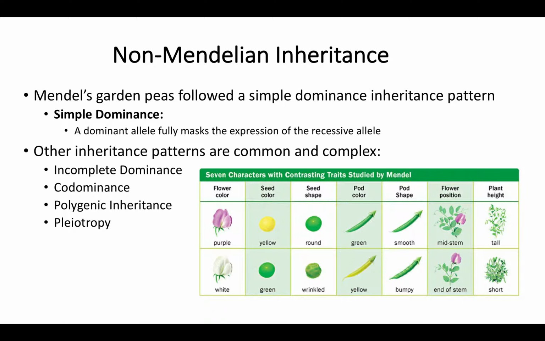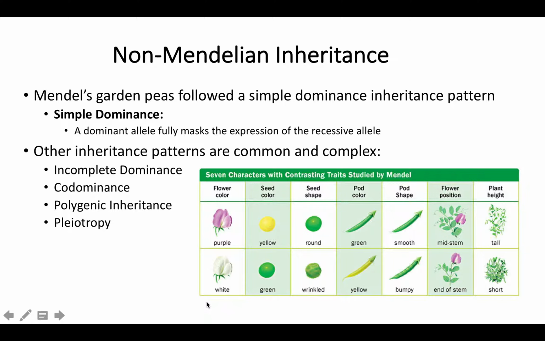Gregor Mendel is famous for his experiments on pea plants, and he looked at 7 different characteristics: flower color, seed shape, pod color, pod shape, flower position, and plant height. As it turns out, all 7 of these characteristics followed a simple dominance inheritance pattern. In each case, there was a dominant allele, and it fully masked the expression of the recessive allele. For example, Mendel looked at plants that had purple flowers and white flowers, and he found that purple flower color was dominant, where white flower color was recessive.